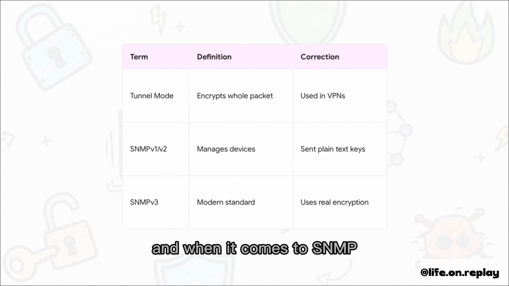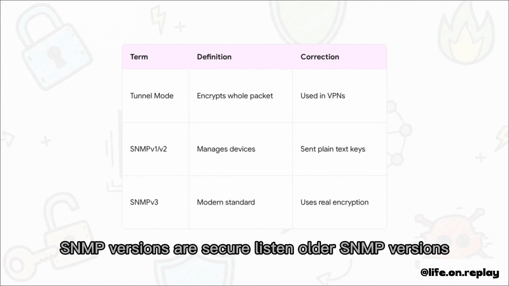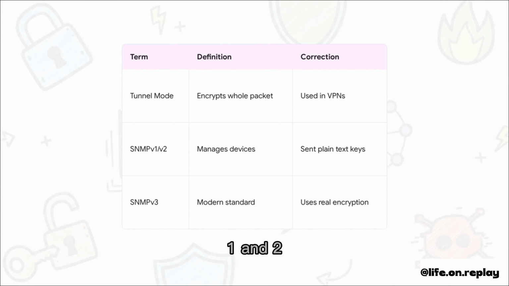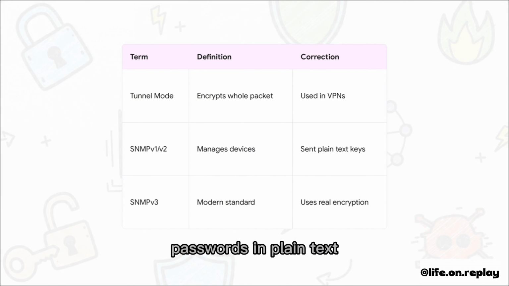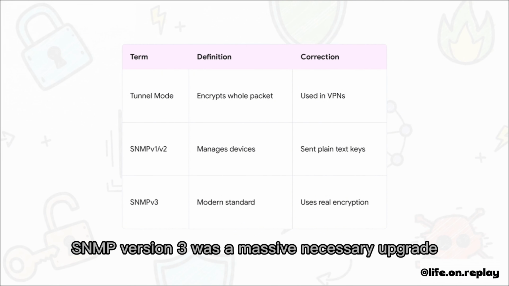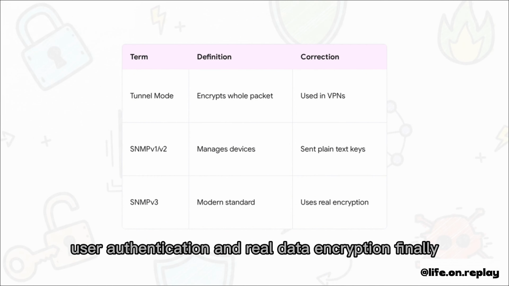And when it comes to SNMP, the huge myth here is that all SNMP versions are secure. Listen, older SNMP versions 1 and 2 actually sent community strings, which are basically passwords, in plain text. SNMP version 3 was a massive, necessary upgrade because it finally introduced user authentication and real data encryption.